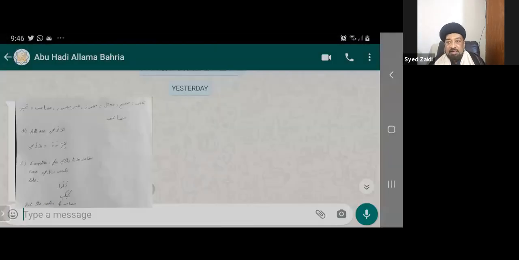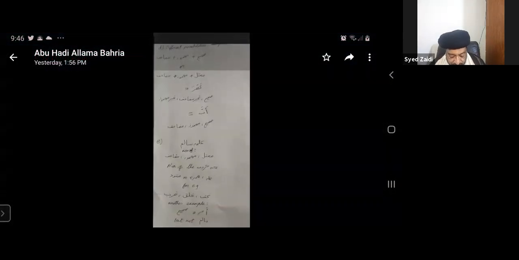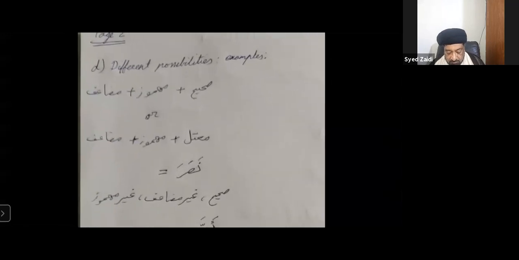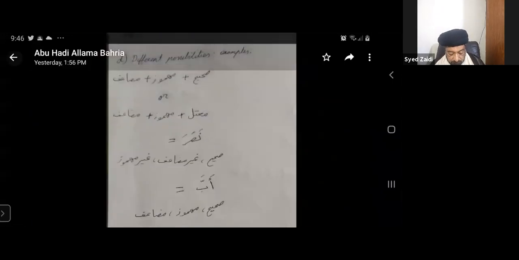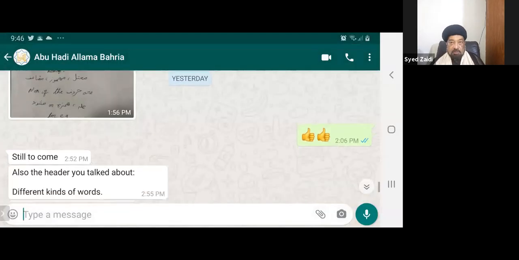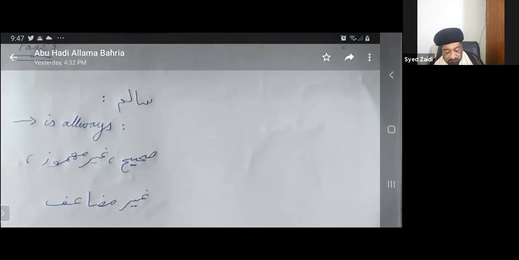Now, in page number 3, there's another point that I'd like to clarify before moving on to the other subject. There's a word called salim. So page number 3, please. I'd like to clarify that point first. Salim is always sahih, ghair mahmuz, and ghair mudha'af.